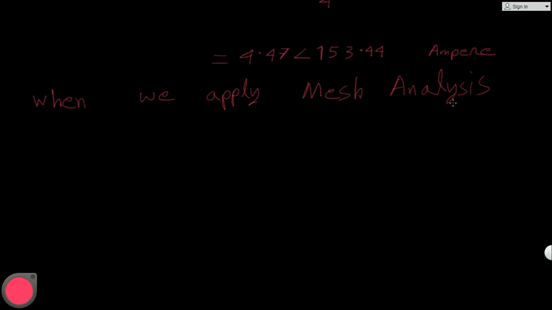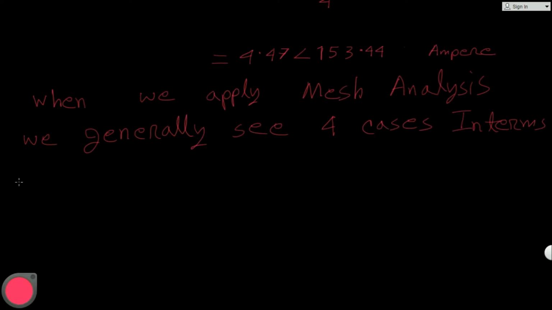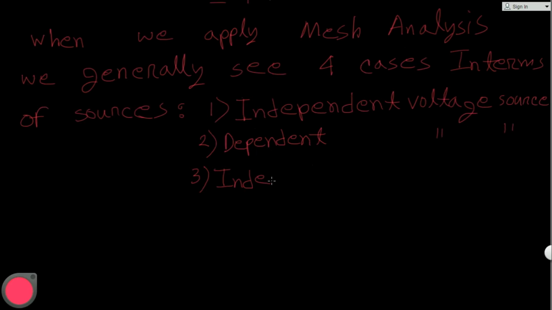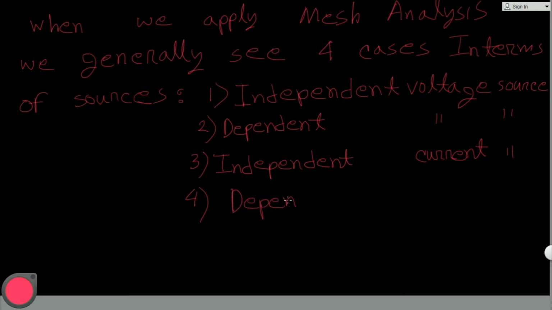When we apply mesh analysis, we generally see four cases in terms of sources. One, circuit with independent voltage source. 2, circuit with dependent voltage source. 3, circuit with independent current source, and 4, circuit with dependent current source. In this video we discussed the first one. We will discuss the next three in the next video. Thank you for watching.